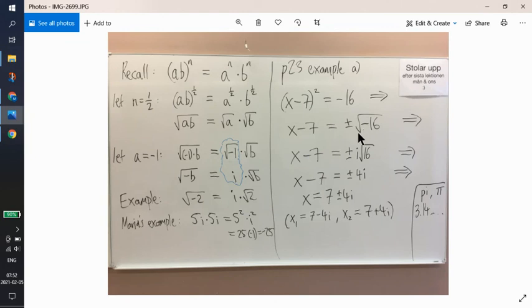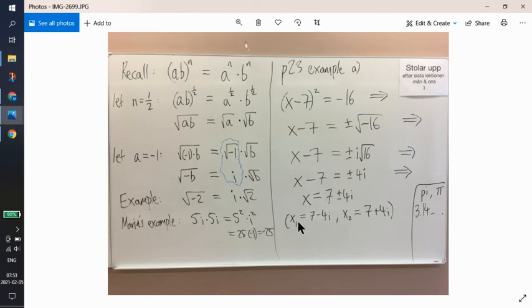And now that we've got to here, we just have to clean this up a little bit, basically rewriting this using i. This plus or minus is just the same plus or minus throughout here. So here we've seen the square root of -16 is equal to i times root 16, which is 4i. And then at the end here, we just add 7 on both sides, and we normally write the i at the end. So this becomes 7 plus or minus 4i.